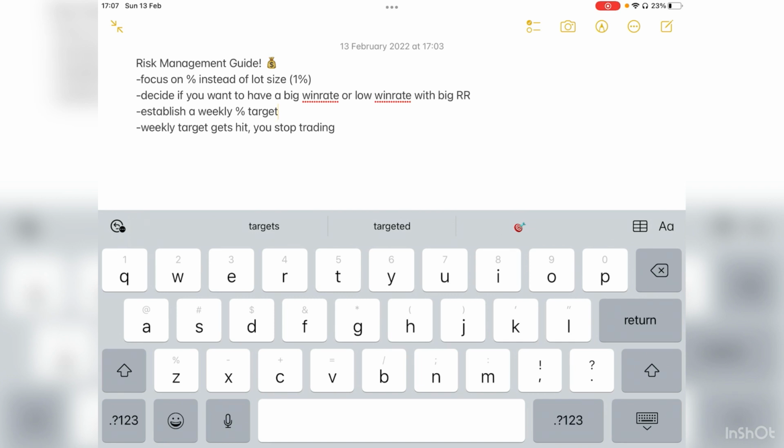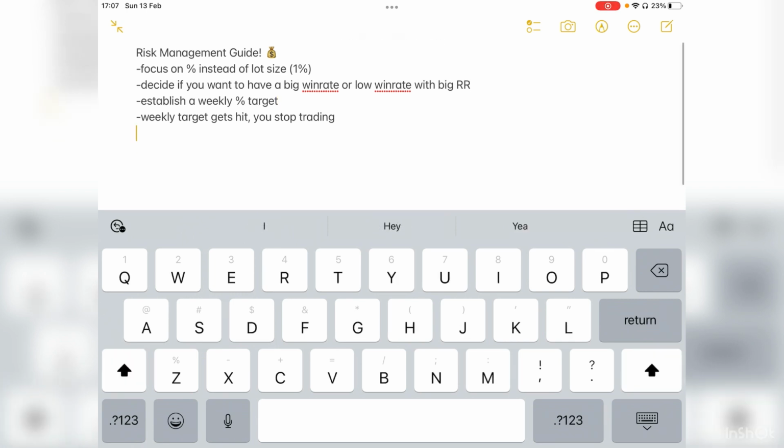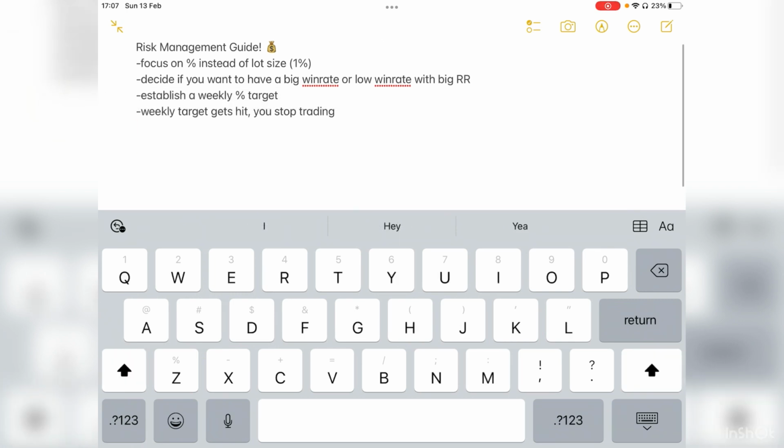You should establish a weekly percentage target, and if that percentage gets hit, then you should just stop trading for the week and restart on Monday next week. Okay, so that's exactly what I said here. After the weekly target gets hit, you stop trading.